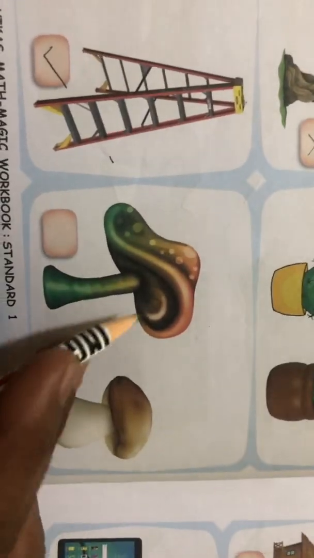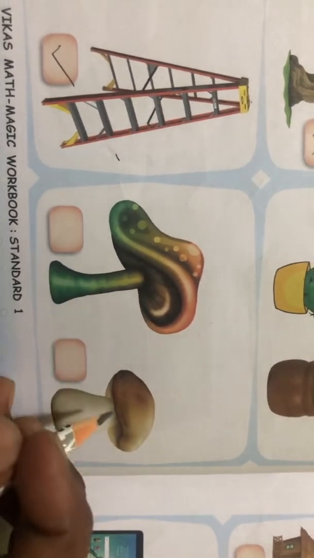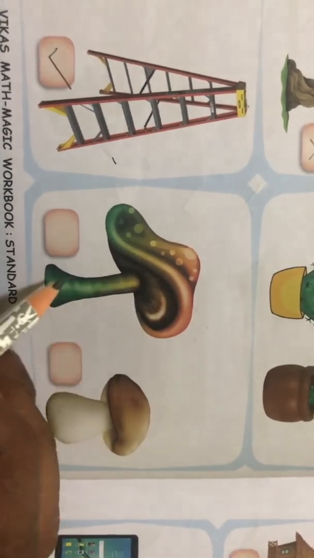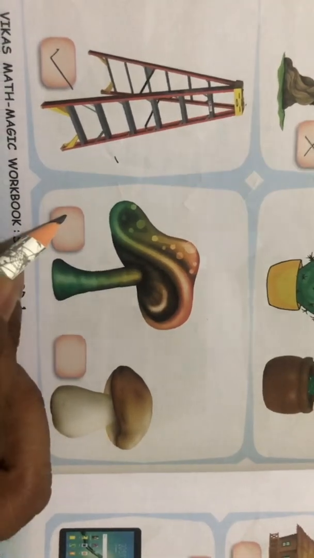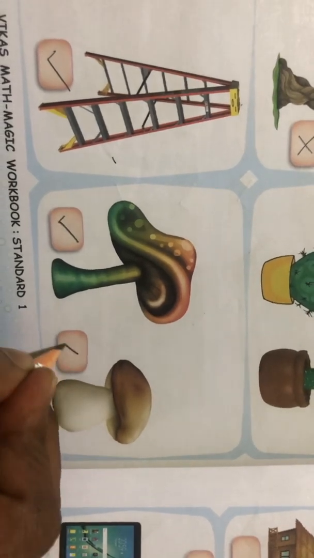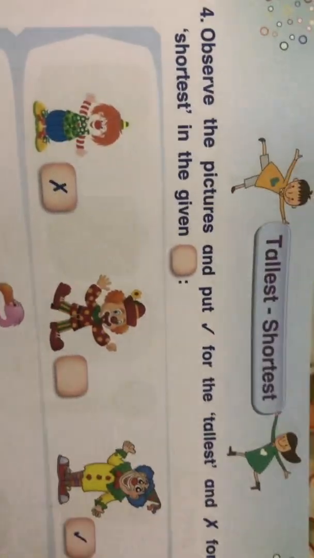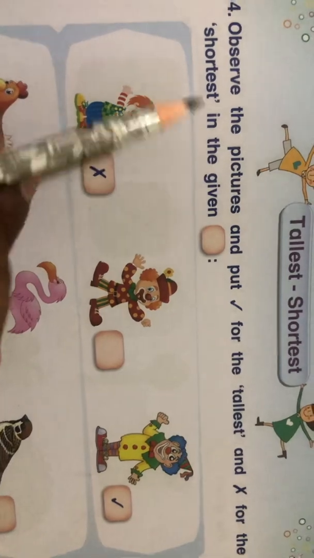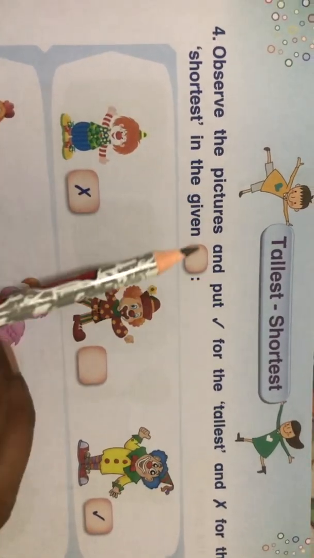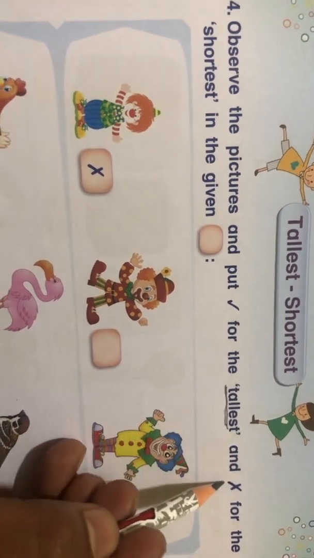Same way two mushrooms are given here. So if we compare these two, the first one to the left side, it is taller than this, so put here right mark, and this one is the shorter one, so wrong. Okay, same way this one. Question number 4, observe the pictures and put right for tallest means सबसे ऊंचा and wrong for the shortest, so सबसे छोटा है.